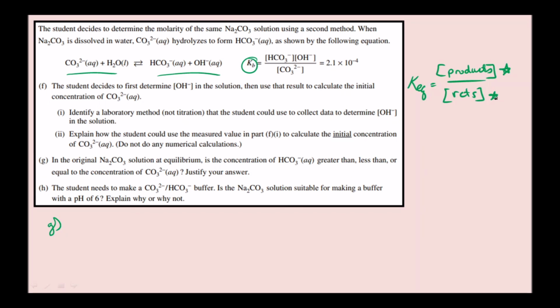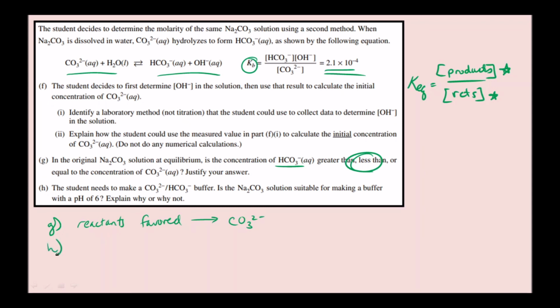And what we see here is that Kb is very small. So that means that the reactants are favored. Reactants are favored. And that means that CO3 2- will be favored. So the concentration of bicarb will be less than that of CO3 2-.